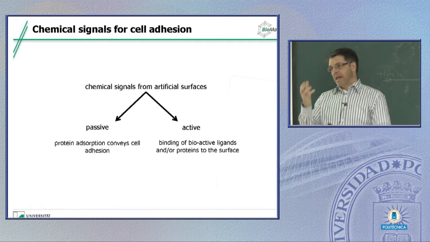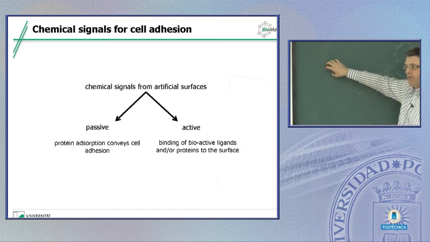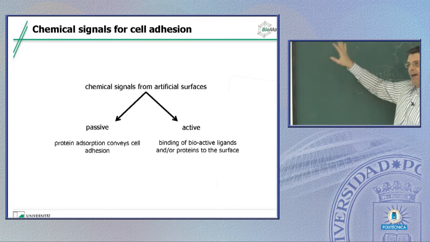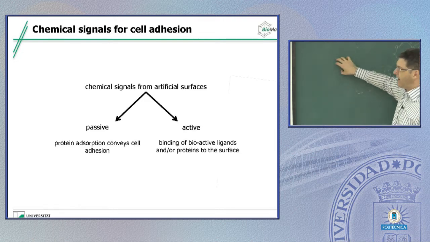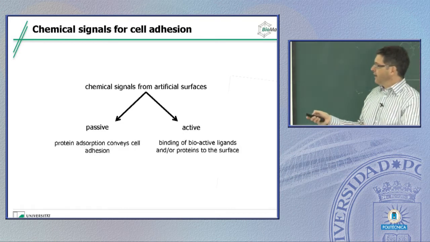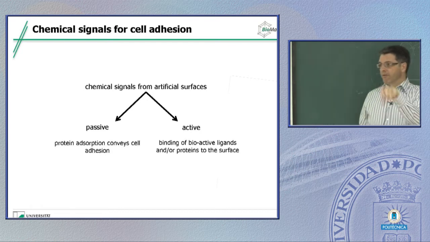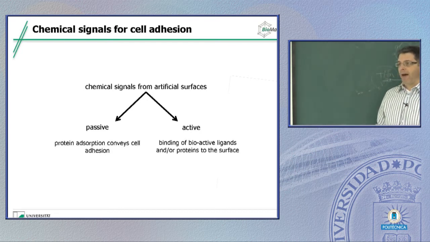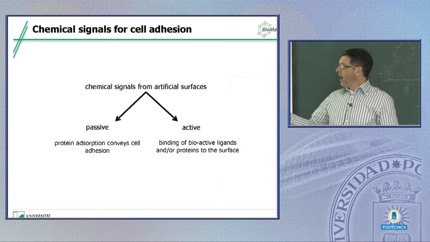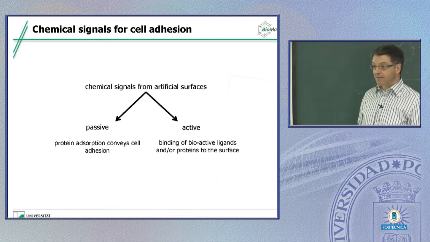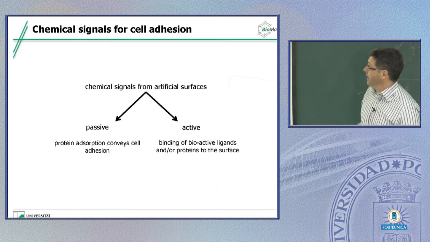This means a cell can never attach to a surface directly. First, there has to be a layer of proteins, and cells always attach to proteins. So if you have a surface that shows a very good unspecific protein adsorption, you also have a good cell adhesion. And this is what we call passive, because it doesn't matter what type of protein you take. And therefore, again, this is true for many types of cells. There's no specificity. Therefore, it's a passive chemical signal.